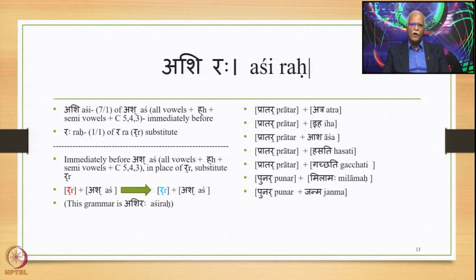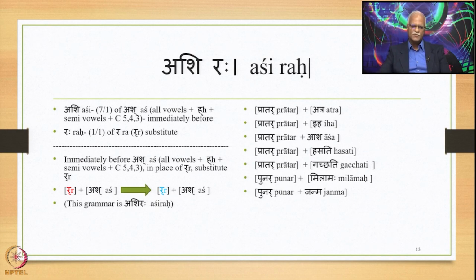We should note one unwritten rule, which is Ashi Raha in Sanskrit. So, Ashi stands for 7/1 of Ash, which means all vowels plus H plus semi-vowels plus consonants 5, 4 and 3. So, Ashi means immediately before. Raha is 1/1 of R, sound R, and so this is the substitute. What this sutra means is the following: immediately before Ash, in place of R, substitute R.